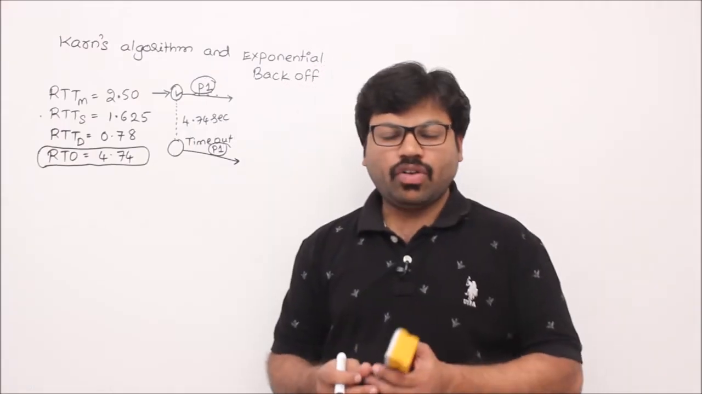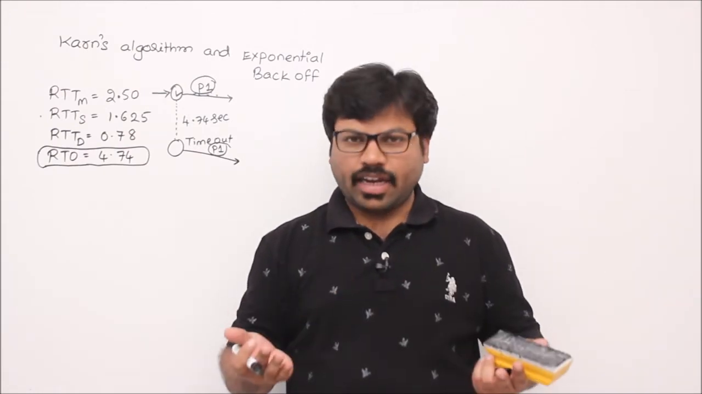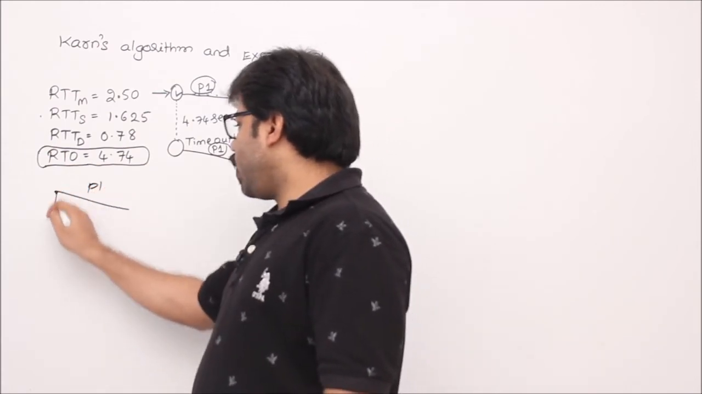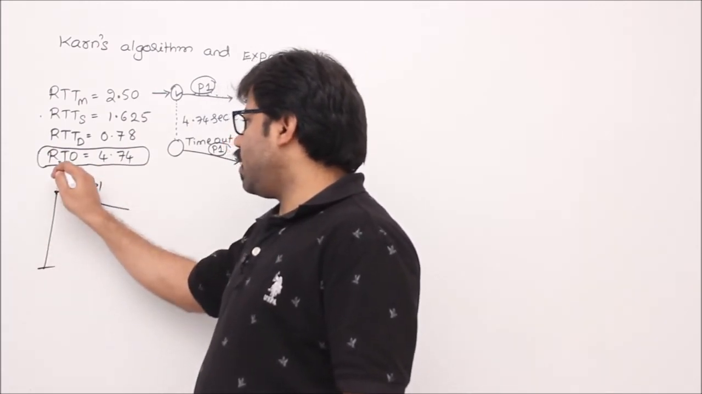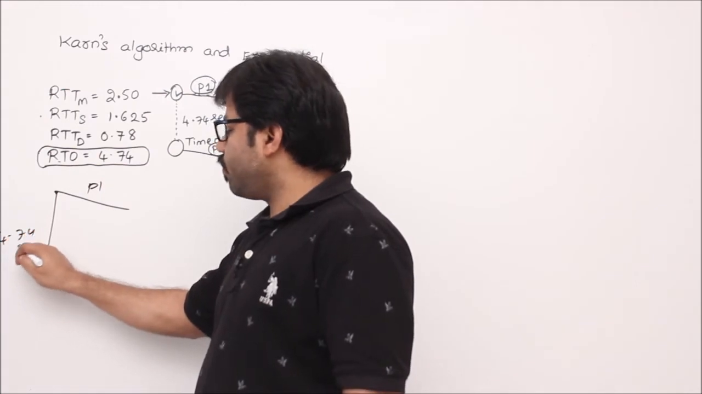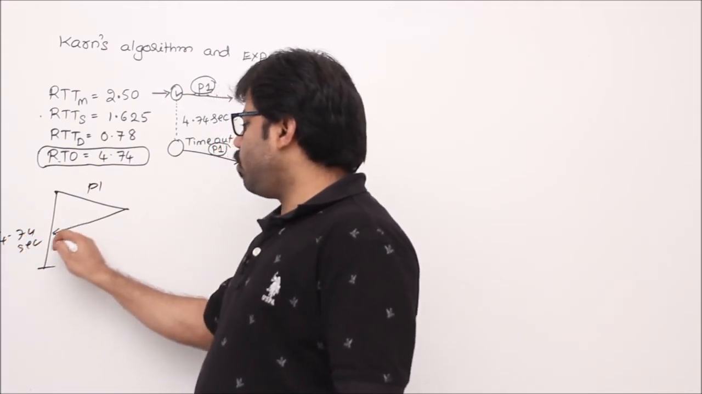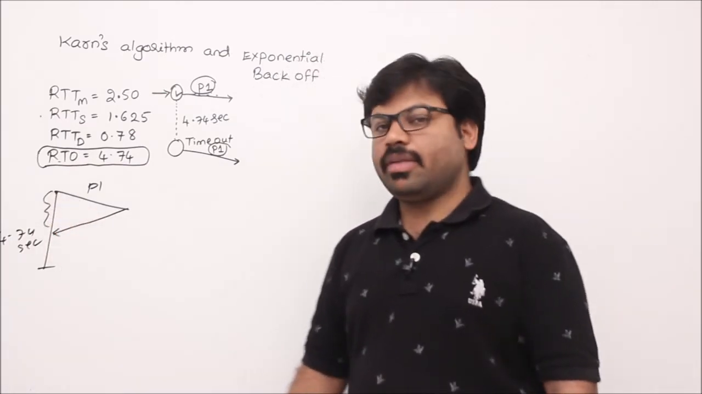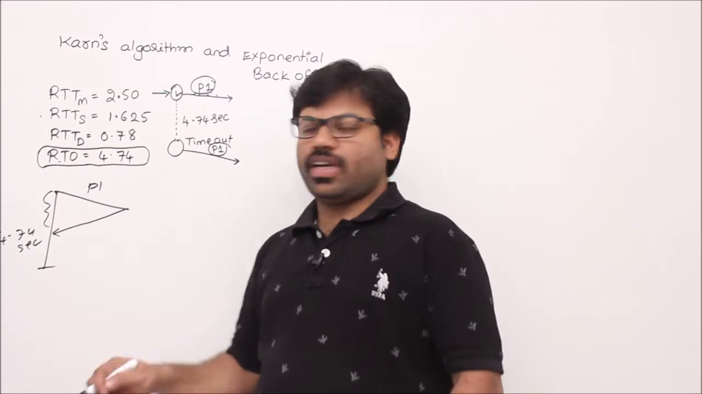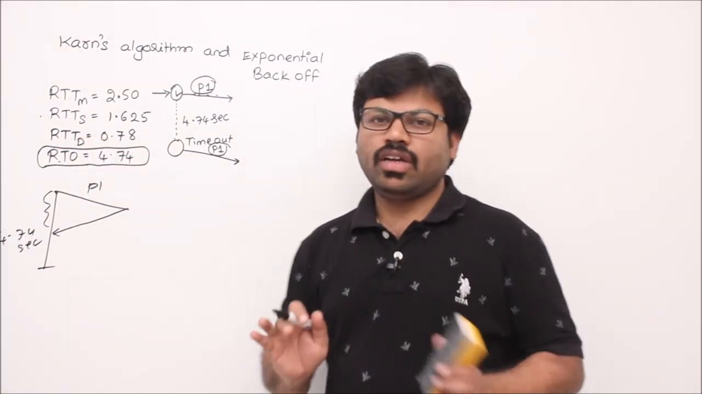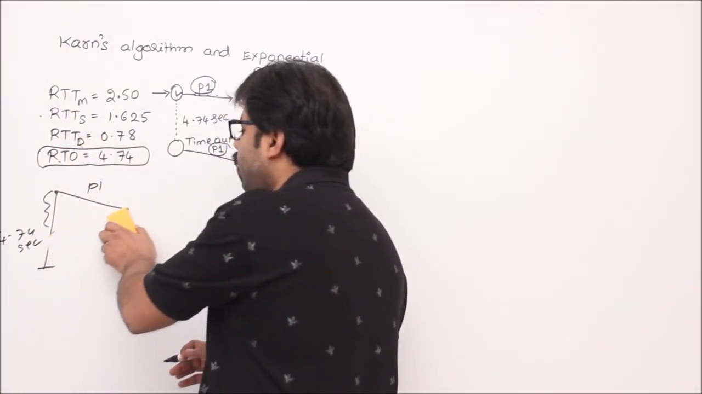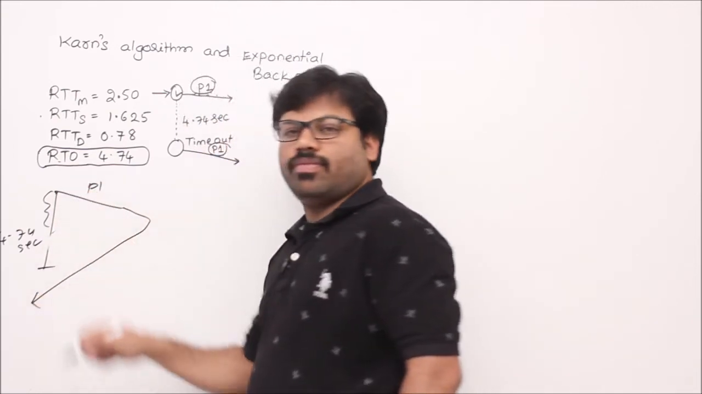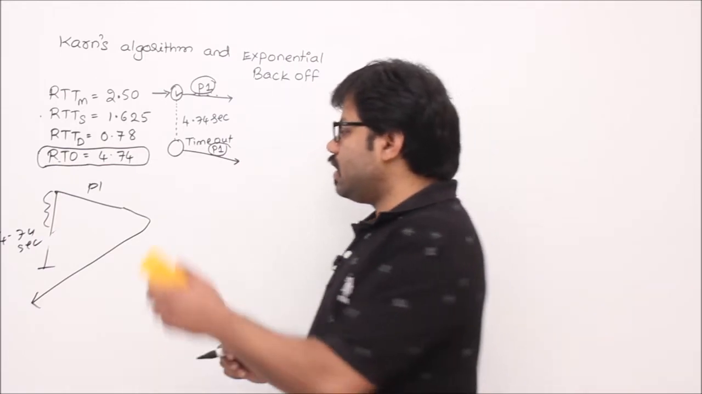So far we assumed that we get acknowledgements in time. You send a packet and you keep a timer. Let's say the RTO is 4.74 seconds, and within 2 seconds you get the packet back. Then we calculate the round trip time, the RTT measurement, and based on that we compute the new RTO. Everything is fine. But what if you don't get the acknowledgement within the RTO time? That we did not discuss so far. We will see that now.